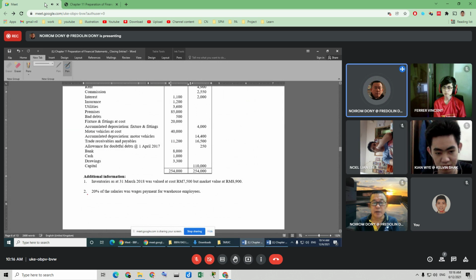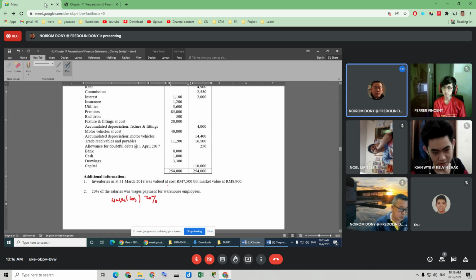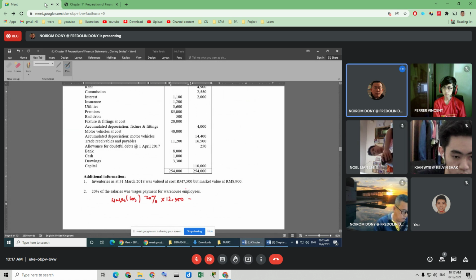Right? And number two, 20% of the salary wages payment is for warehouse employees. What does it mean? Meaning, this is wages. Wages is part of cost of sales. So wages, cost of sales, which is 20%. Now the salary here is 12,500, so 2,500.